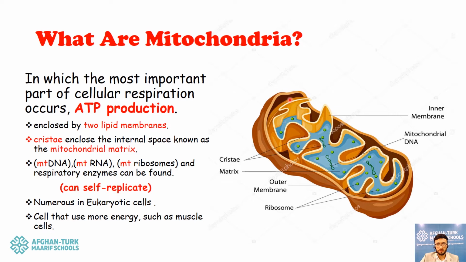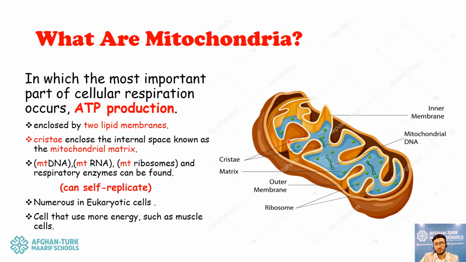So those tissues that require more energy possess more mitochondria. This is where the most important part of cellular respiration occurs, ATP production. ATP production occurs inside the mitochondria. About its structure, we can find different structures.